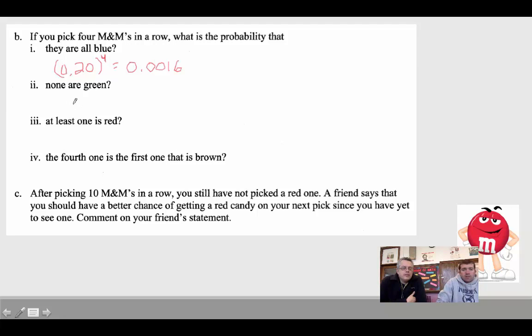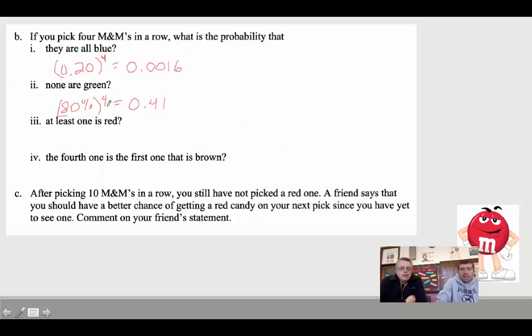Right, none are green. So green was 20%. Right. So it'd be 80%. To the 4th, so 0.8 to the 4th. I get about 41%, 0.41.